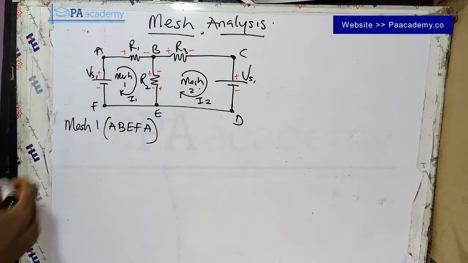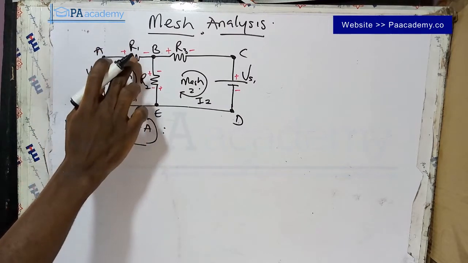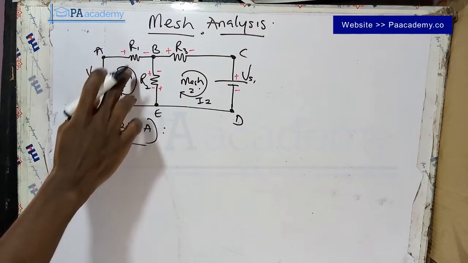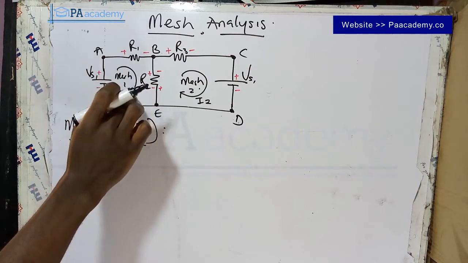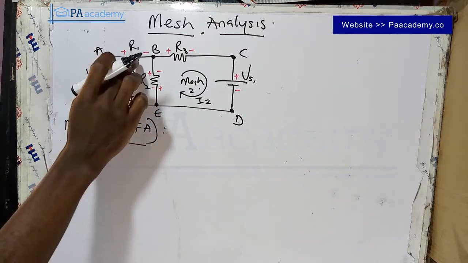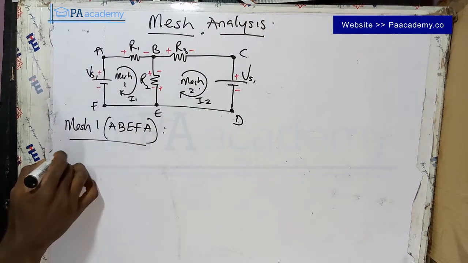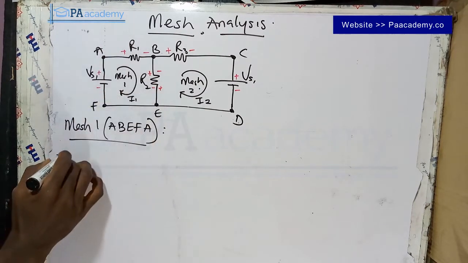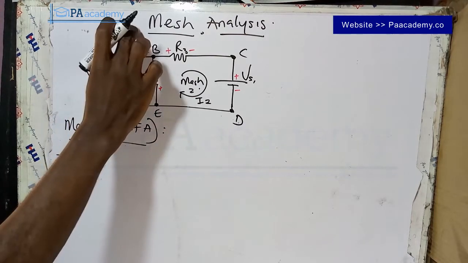So let's start from point A. From point A now, we're having R1 here, and the current that is flowing through it is I1. So by the time it gets here, the voltage here is going to be, remember, from plus to minus, that is going to be minus R1 times I1. So this is the voltage here.